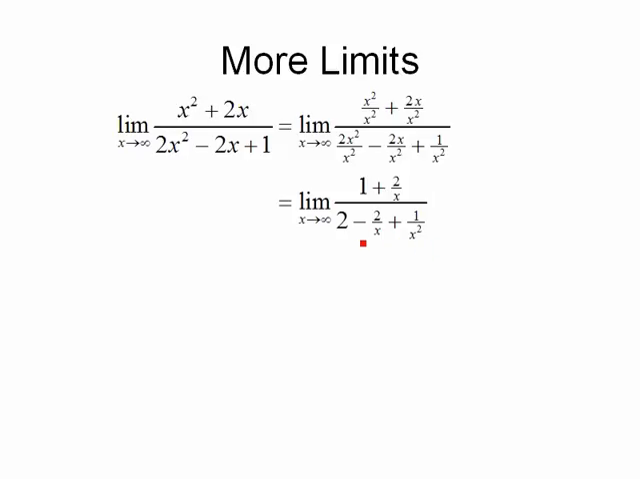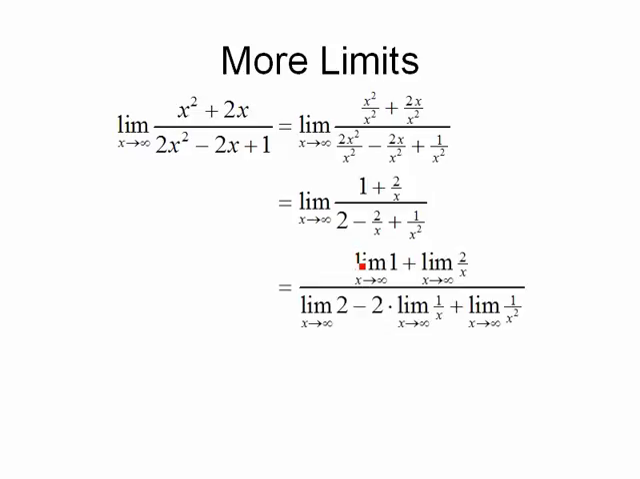Now we can go ahead and do the limits of each of those 5 pieces. The limit of 1 is just 1. The limit of 2 over x as x gets big is just going to be 0. The limit of 2 is just going to be 2. 2 times the limit of 1 over a large number, well, that's going to be 0. And so is that last term. 1 over a large number squared is also going to be 0.